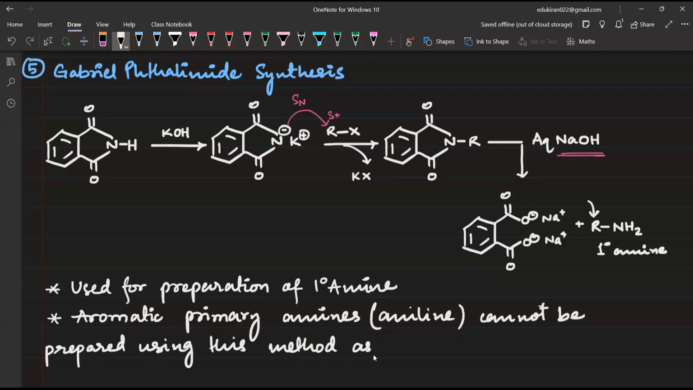No? So if we are going to use aromatic primary amine, तो हमको aryl halide use करना पड़ेगा. And aryl halides, they don't show SN reaction. Nucleophilic substitution is not shown by them. This method, as aryl halides don't show SN. And the second step, the main reaction is the SN reaction.